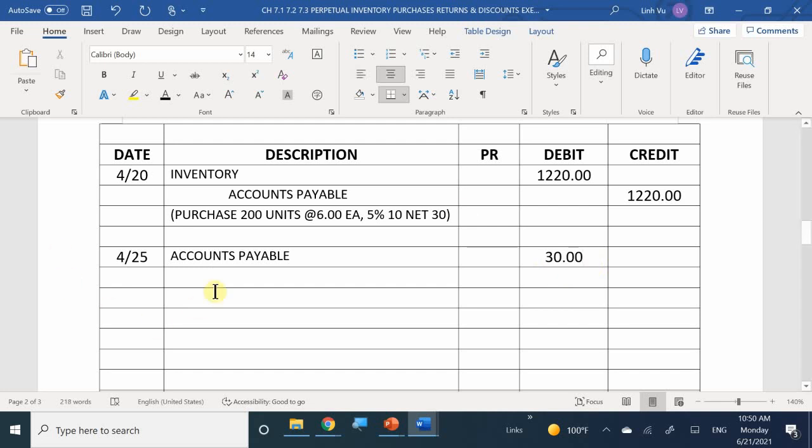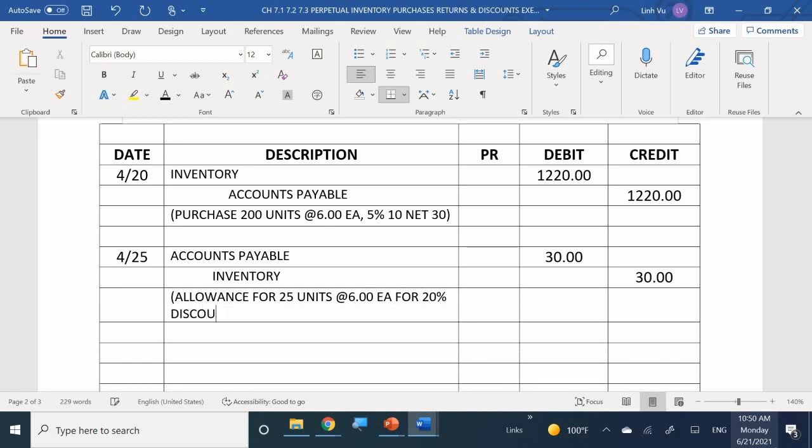Okay, and where are we? We're going to credit inventory for $30. Yep. And of course, I'm going to make a note here that I got an allowance for 25 units at $6 each for a 20% discount. Okay?